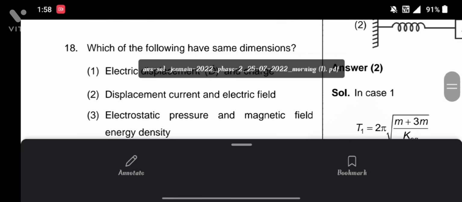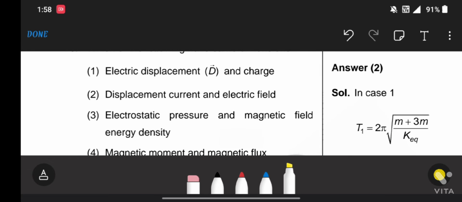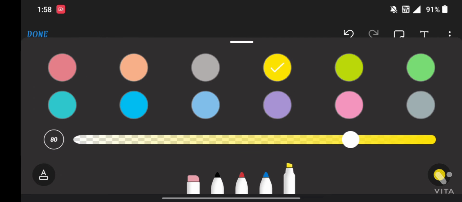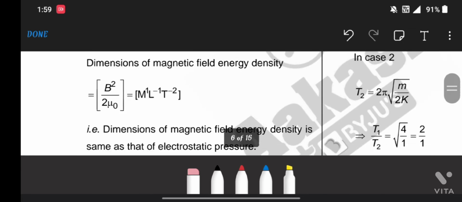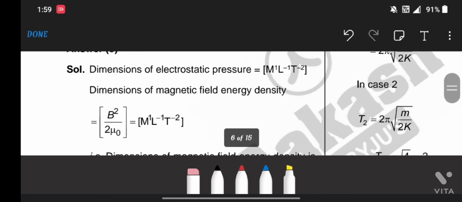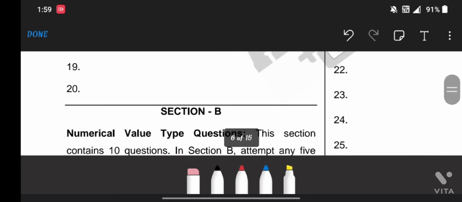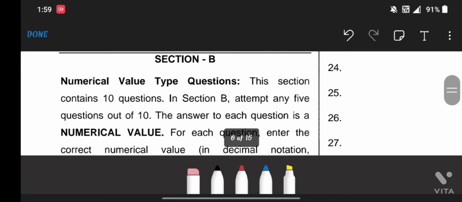Option C is the correct answer for question number 18. Question numbers 19 and 20 they have skipped. No problem.